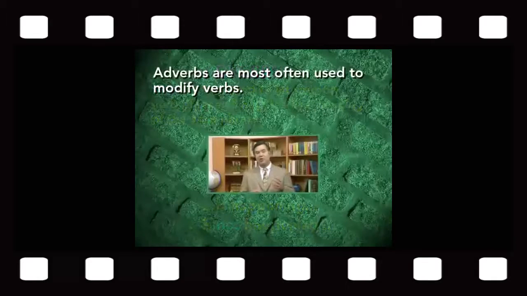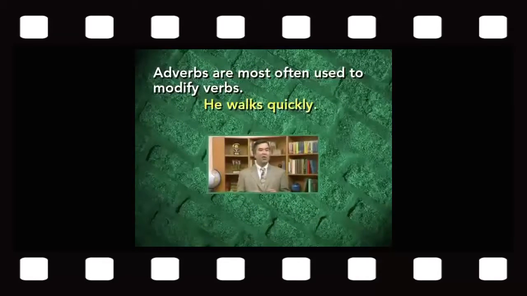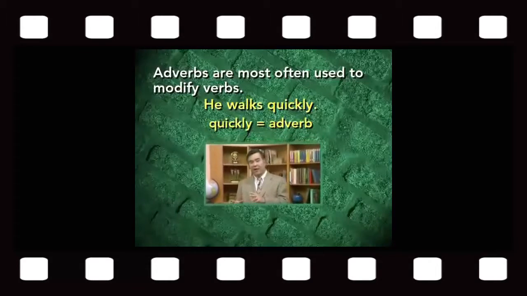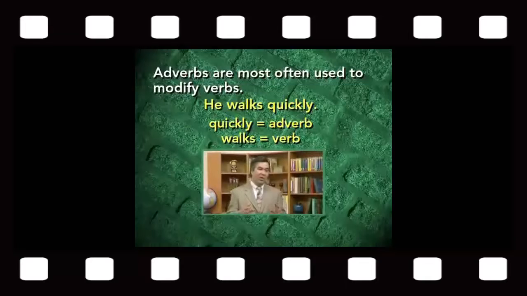Adverbs are most often used to modify verbs. They tell how the action occurred. So, for example, you might say, he walks quickly. Here we have the adverb quickly, and it modifies or gives more information about the verb walks. Walks describes an action in this sentence, and quickly tells us a little bit more about what that action is like.